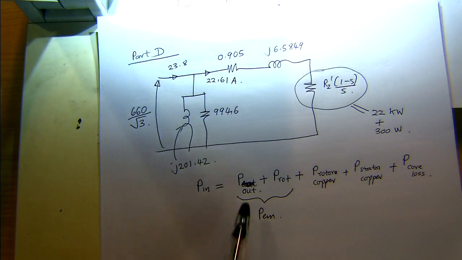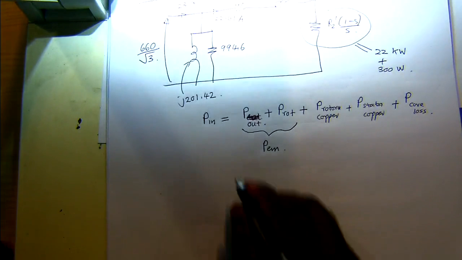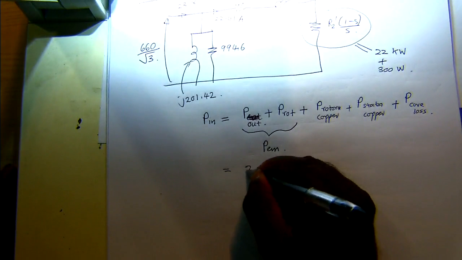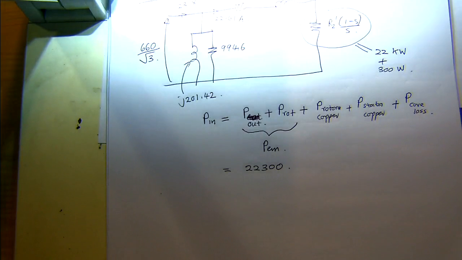So we have this value. We found that that's 22,300. We can find this; that's I squared R. And this is V squared over R naught. So here, let's say this is 22,300. That's the electromechanical power under rated conditions. That includes the rotational losses and the output power that you are delivering.